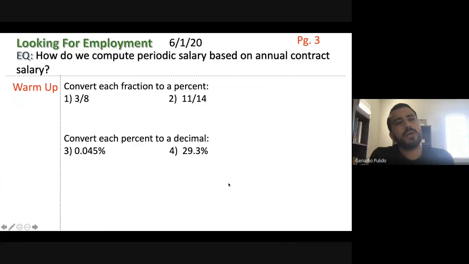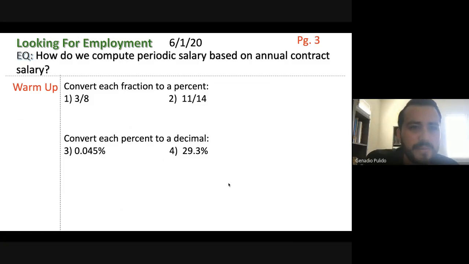I'm sorry. Okay, so today's notes is called Looking for Employment. This begins the employment unit that we're going to be covering. I'm going to say this is going to go on page 3, just because I think maybe most of you put the assignment from yesterday on page 2. Our essential question is, how do we compute periodic salary based on annual contract salary?